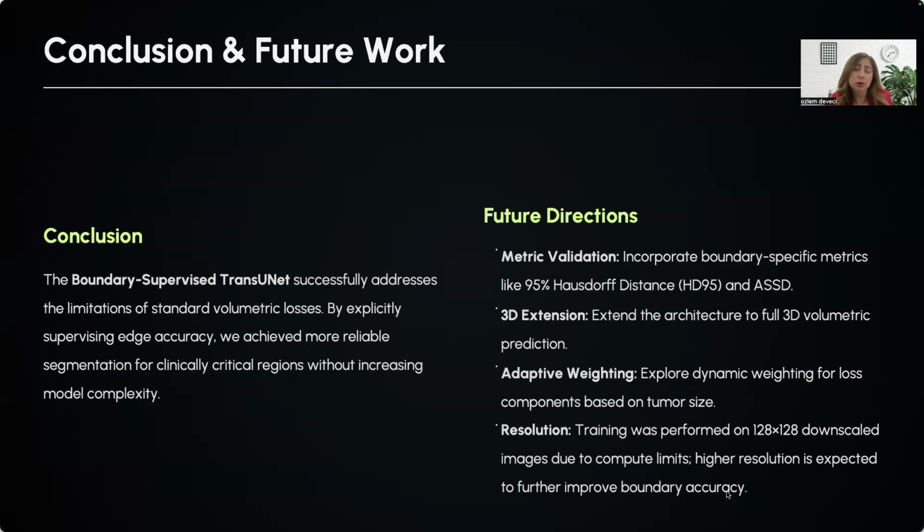For future work, I plan to validate these results using distance-based metrics like the Hausdorff distance. I aim to extend this architecture to full 3D volumetric prediction, currently it is slice by slice. I also want to explore adaptive weighting, where the model dynamically adjusts the importance of the boundary loss during training.